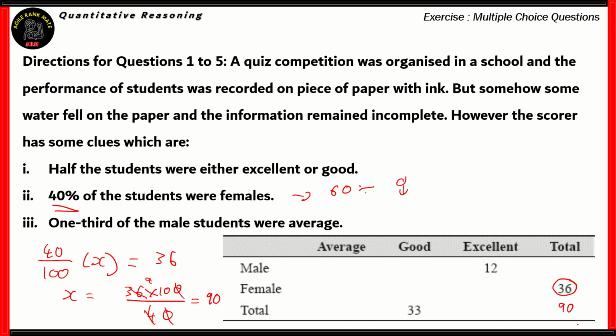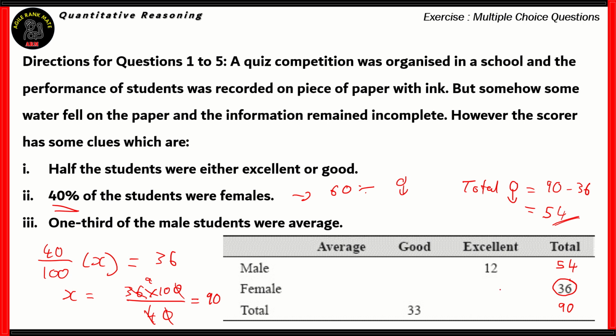Now that we know the total number of students and the total number of female students, it's a good idea to calculate the total number of male students. So, total male students will now turn out to be 90 minus 36, which means the grand total minus the total number of females. That is equal to 10 minus 6 is 4, 8 minus 3 is 5. So 54 is the total number of male students. So now that we've filled up this column containing the totals, we have total males, total females, and the grand total.